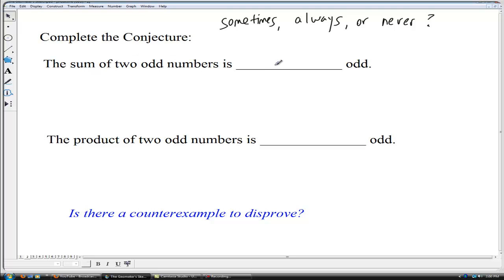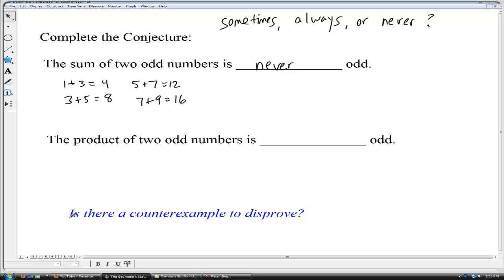The sum of two odd numbers is sometimes, always, or never odd. Well, let me see if I can build a little pattern here. Use some inductive reasoning. Odd numbers. And the sum is addition. So those are both odd, and I get an even. The sum of two odd numbers. 3 plus 5 is 8. That's even. 5 plus 7 is 12. That's even. 7 plus 9 is 16. So my conjecture is going to say that the sum of two odd numbers is never odd.